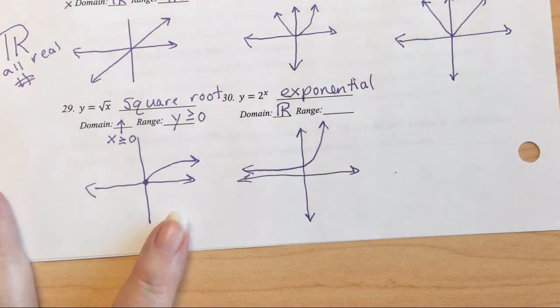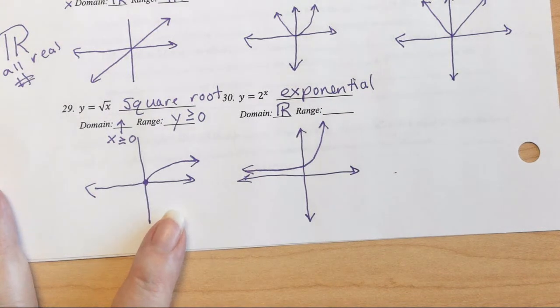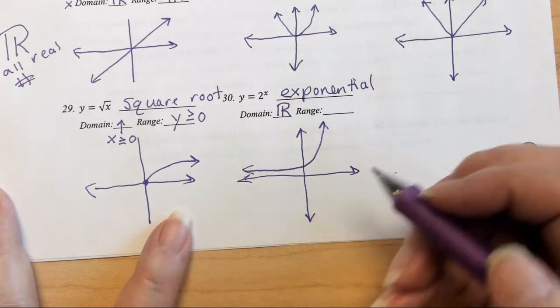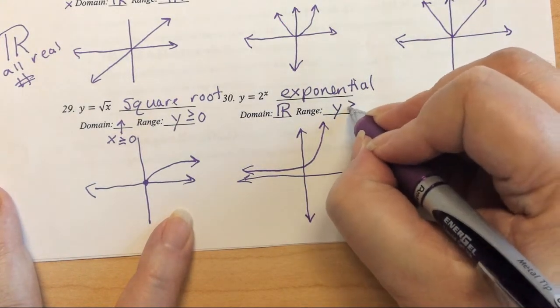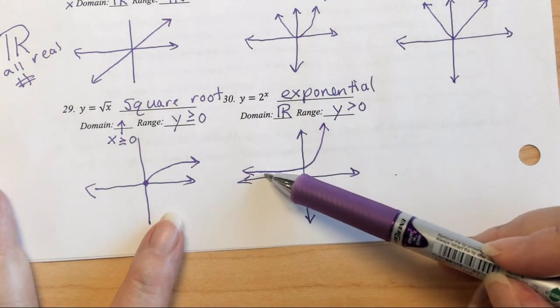Now, if you look at it, all of them are all real numbers except for this one on your domain. Your range, remember, it comes close to the axis, but y is greater than 0. It's not equal to, but it is greater than 0. Because it comes close to it, but never crosses that.